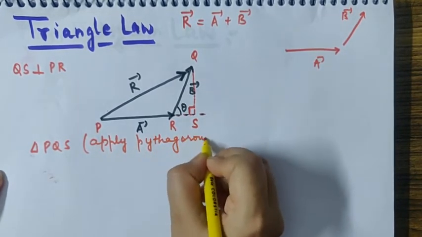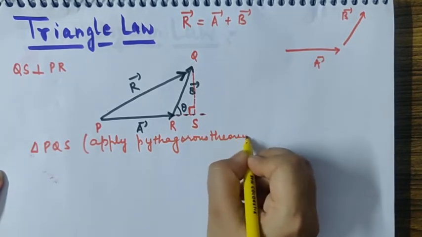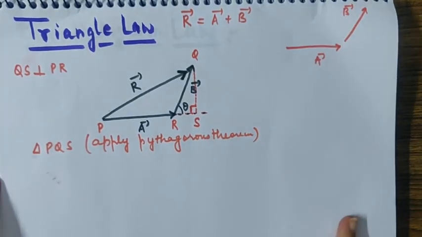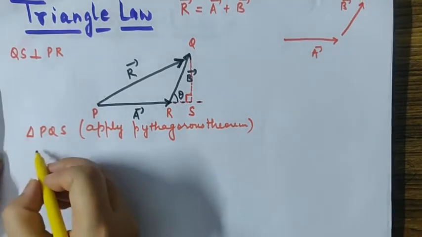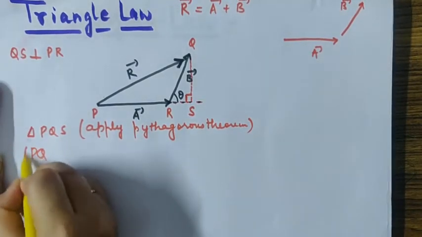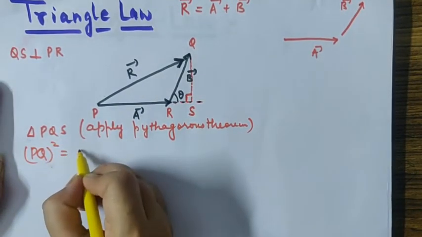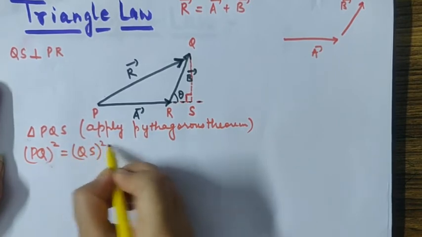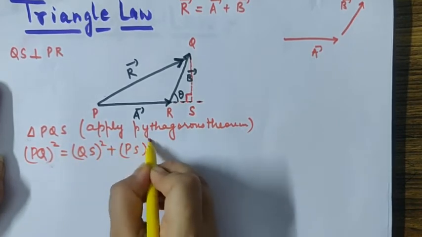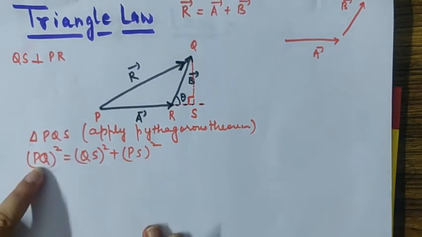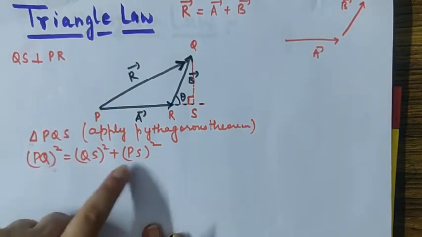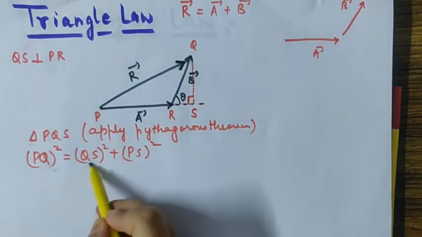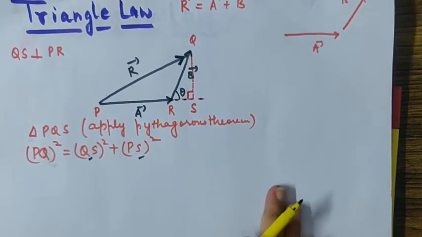Pythagoras theorem. So this is very simple because you all know what Pythagoras theorem is. PQ square should be equal to QS square plus PS square. This is the first step, because hypotenuse square is equal to base square plus perpendicular square. Sorry, this is perpendicular, this is base. So it is drawn like this.